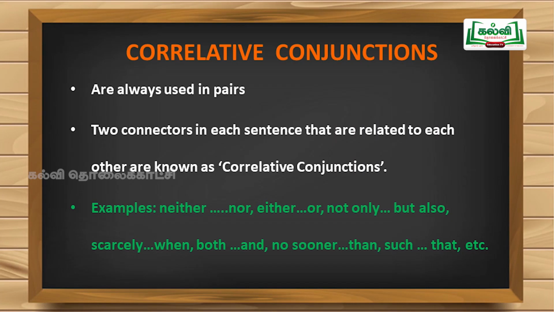So, using this you can improve your comparison. Then, we will go to the third one, which is correlative conjunctions. So, correlative conjunctions always come in pairs, like not only but also, either or, neither nor, scarcely when, both and, no sooner than. I will help you with the examples also.